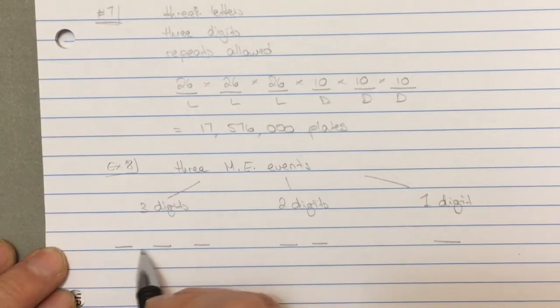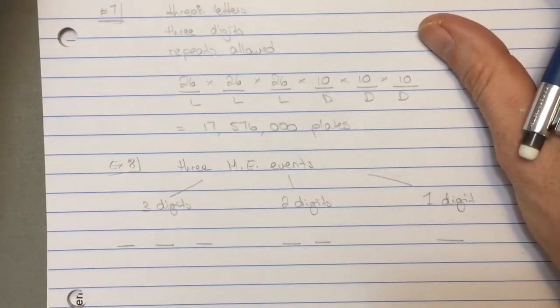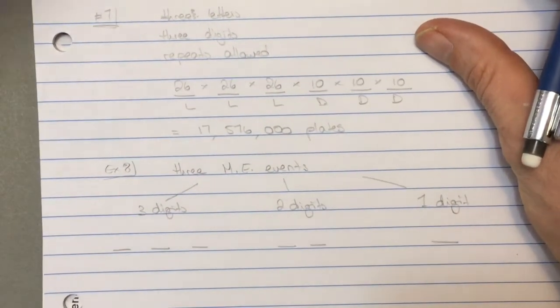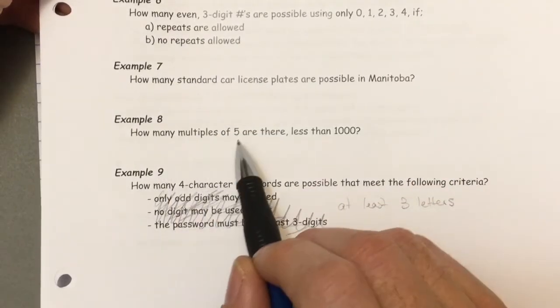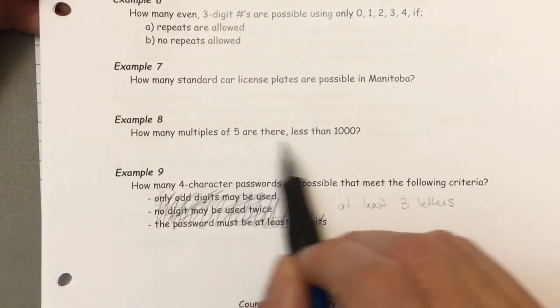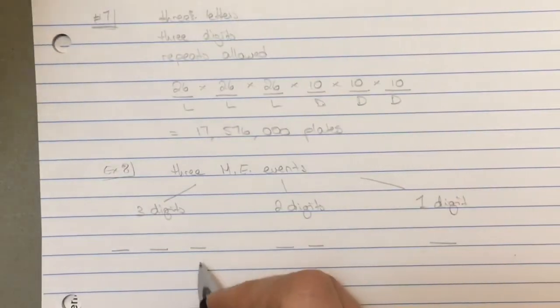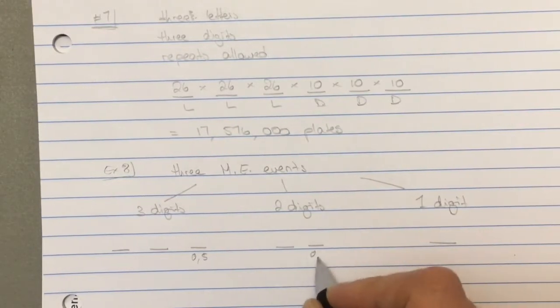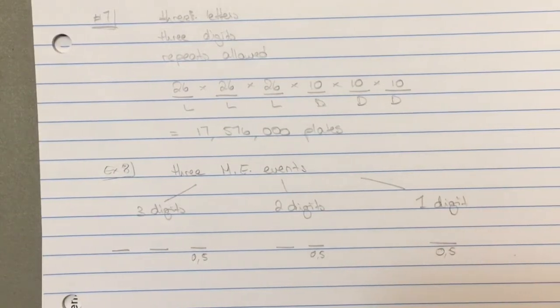In this one here, we now have to think about our restrictions. What are we allowed to use for each one of those digits? And if you go back to the example, they have to be multiples of 5, which means that the last digit has to be either a 0 or a 5. So the last digit has to be a 0 or a 5. Same thing with this one, and the same thing with this one.